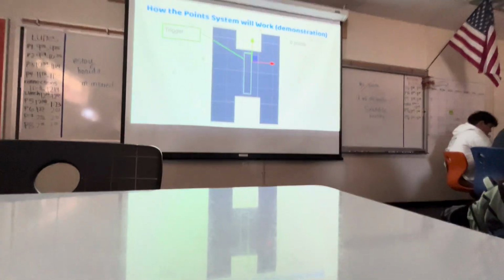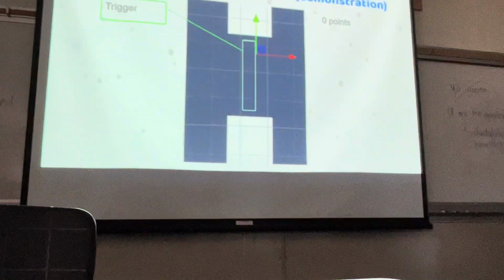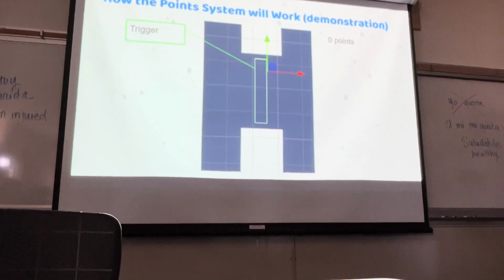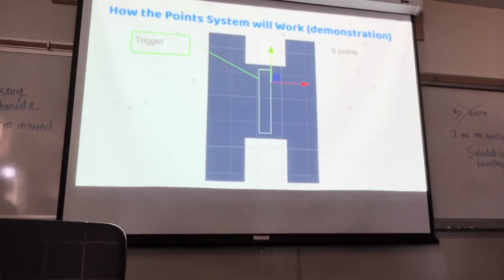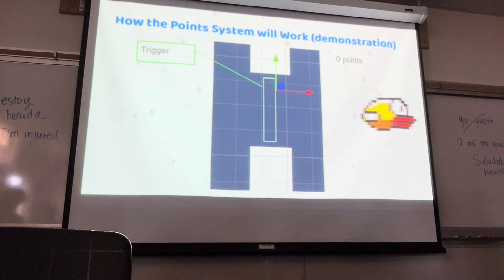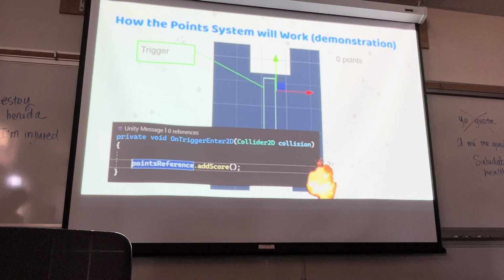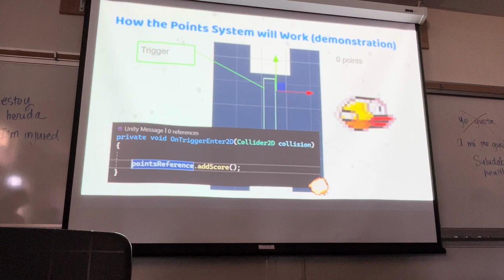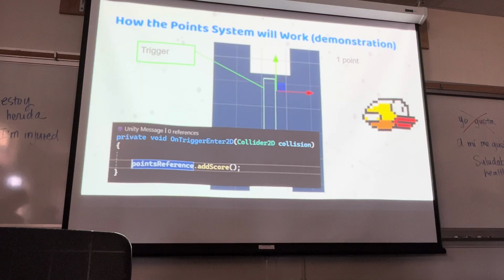So just some review. Last week we implemented what we call triggers and the point system. Basically it's this area between the pipes that when the player passes through it, the on trigger enter 2D method is called, and we put add score in that method, so it adds a point when it goes through again. Alright, so that's just a very quick review.